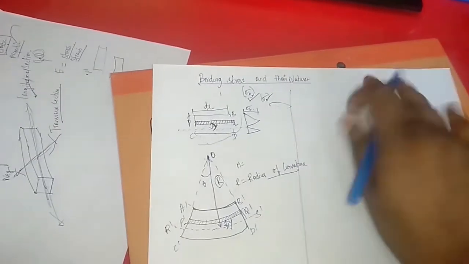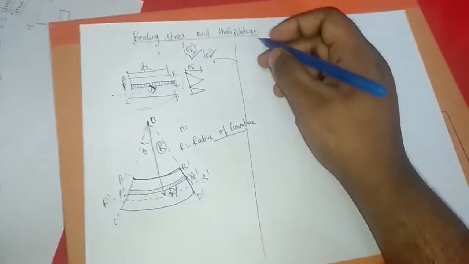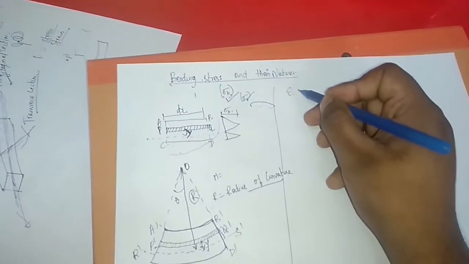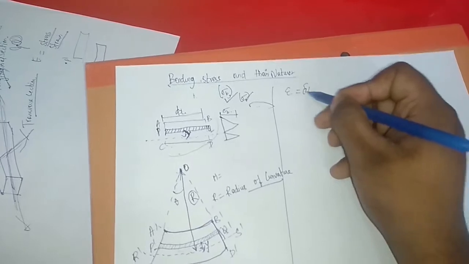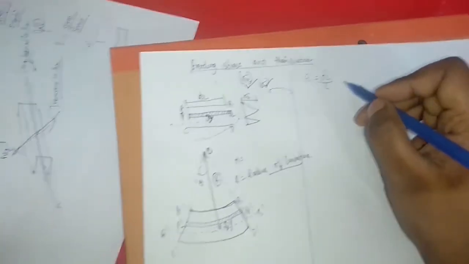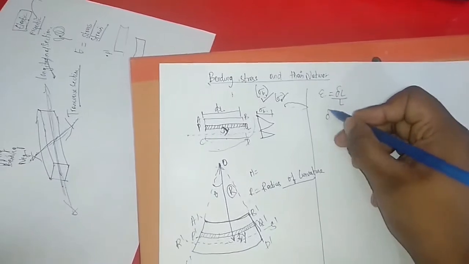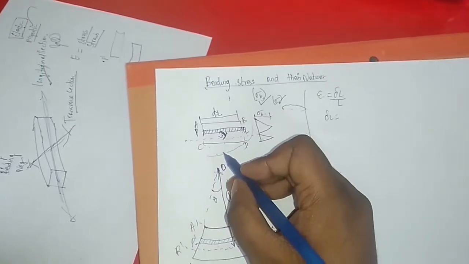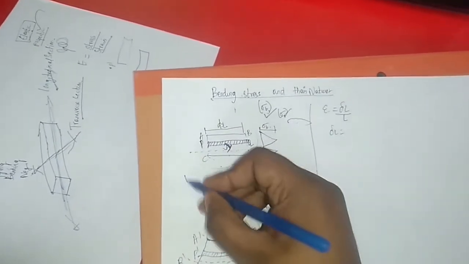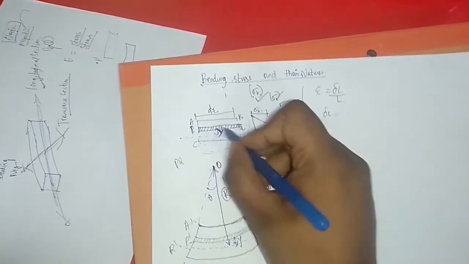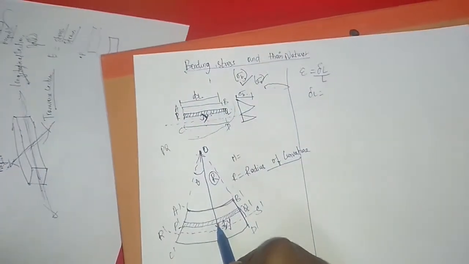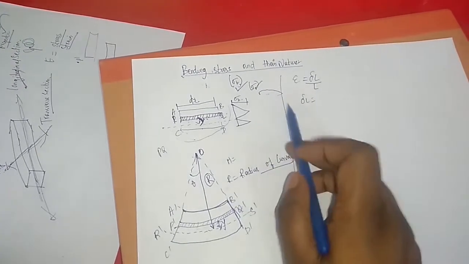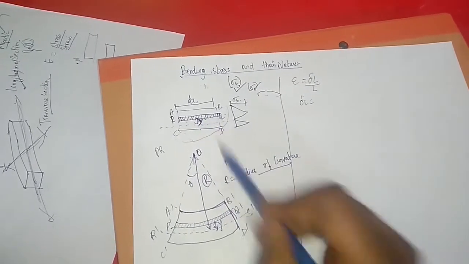So we know the strain formula. Strain is nothing but the change in length divided by the original length. Here, the original length of the strip we are taking as PQ. After bending, the length is changed into P' Q'. So the change in length is from PQ to P' Q'.